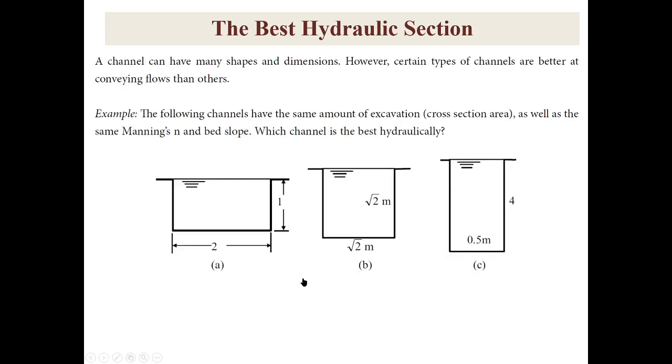Okay, let's start with the materials that your textbook presented. As you see here, a channel can have many shapes and dimensions. However, certain types of channels are better at conveying flows than others. Here you see the term better channel and the term convey. In this presentation, we will realize the definition of better channel, and why we sometimes say the best cross-section or best channel.